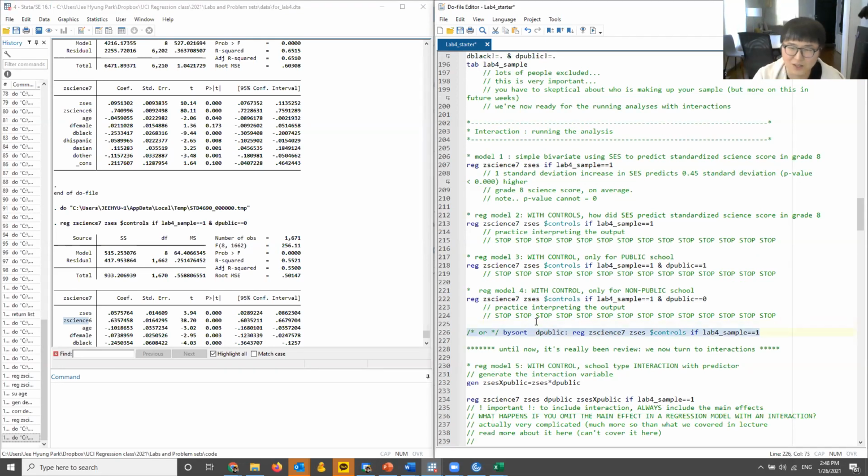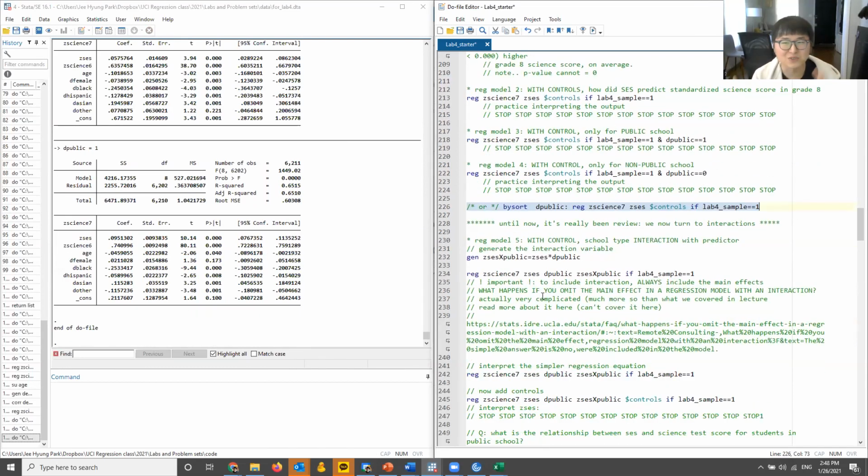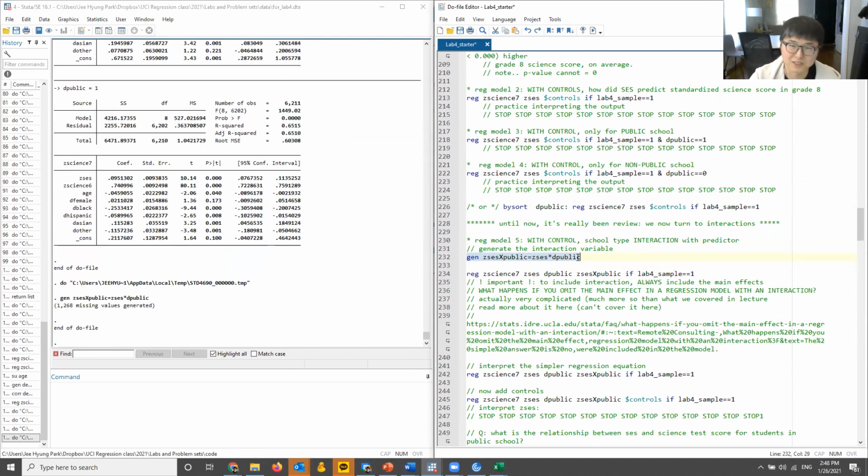you can run the same thing with BiSort. We've done this before. I'm going to skip over that now. So up until now, it's really been review, right? All of these things you've done before. And now what I'm going to do is create the interaction variable. I'm going to interact public with SES. A convention of variable naming is that you put an X between the two variables. Of course, you could call it B public. I just call it public. It's okay, right? So it's just a multiplication.